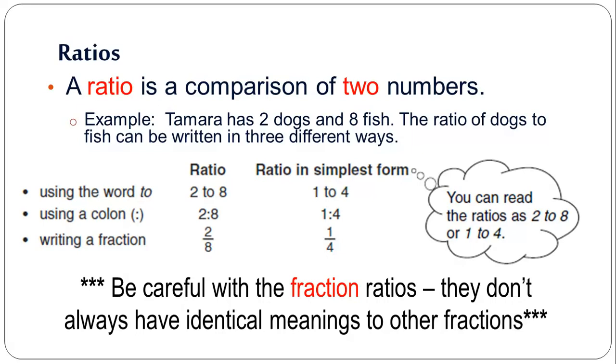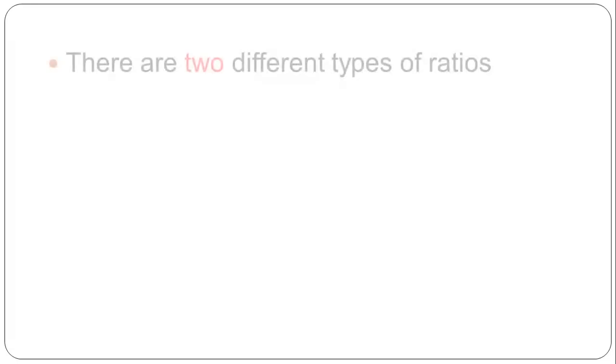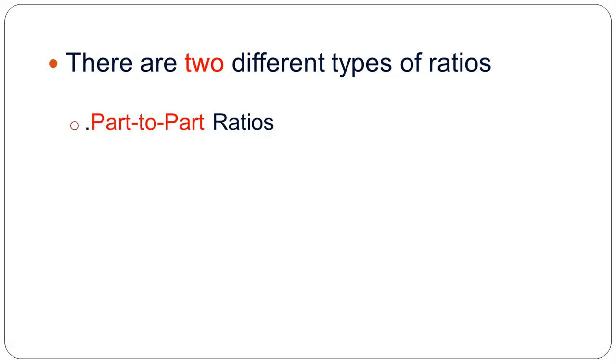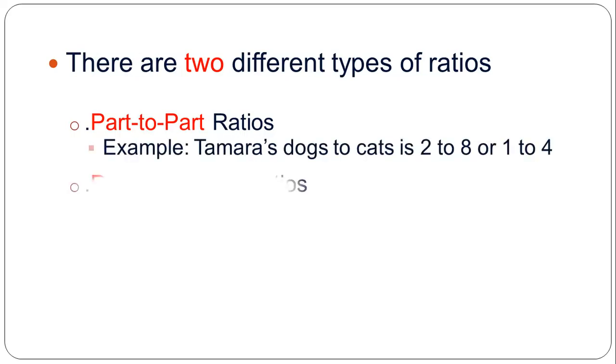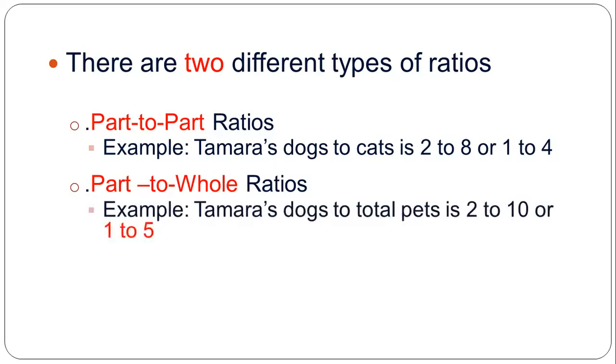Be careful with the fraction ratios. They don't always have identical meanings to other fractions. Okay? There are two different types of ratios. We have part-to-part ratios and yung isa ay part-to-whole. So when you say part-to-part, pwede siyang sabihin na Tamara's dog to cats is 2 is to 8 or 1 is to 4.